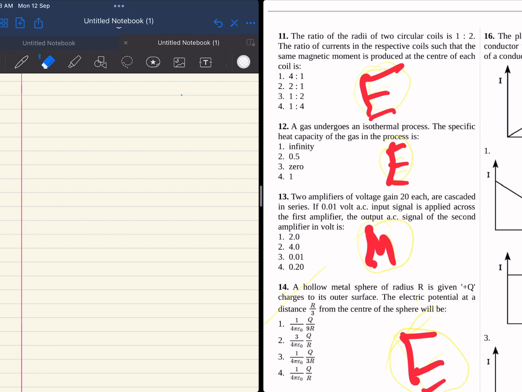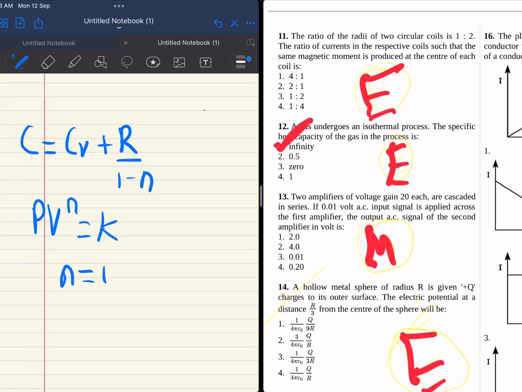Or we can also solve it by this method. We know for a polytropic process, the heat capacity is equal to Cv plus R by 1 minus n, where for a polytropic process, PV to the power n is equal to constant. We know n is equal to 1 in an isothermal process. So R by 1 minus n, R by 1 minus 1, so R by 0, which is infinity. So the heat capacity comes out to be infinity. That was the 12th question.